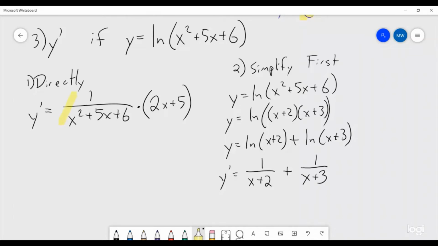It turns out that these two functions are equivalent. If we were to multiply 1 over x plus 2 and 1 over x plus 3 by x plus 3 over x plus 3 and x plus 2 over x plus 2 to get common denominators, we would end up with the equation from number 1. Both of them are perfectly valid answers. It's just sometimes one is a lot easier than the other. So sometimes it might be better to simplify first before you take a derivative.